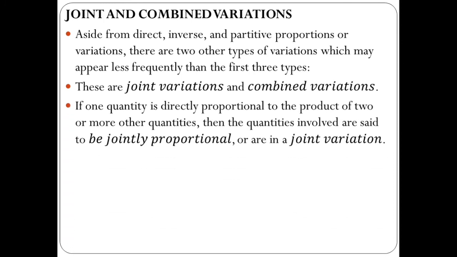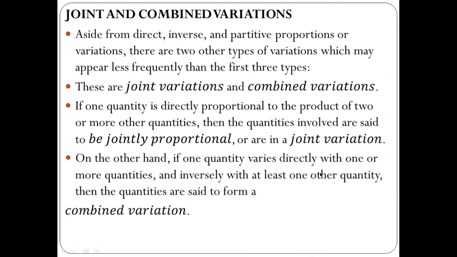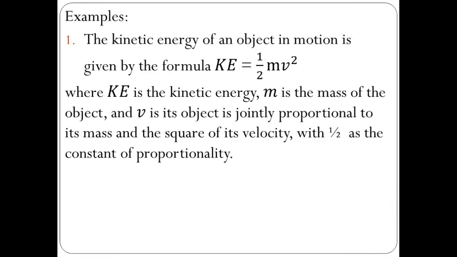So, if one quantity is directly proportional to the product of 2 or more other quantities, then the quantities involved are said to be jointly proportional or are in joint variation. Okay, so ito po yung definition of joint variation. Then, on the other hand, if one quantity varies directly with one or more quantities, and inversely with at least one other quantity, then the quantities are said to form a combined variation. Okay, so let's proceed to the given example.